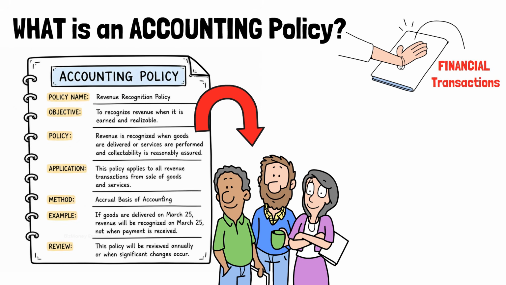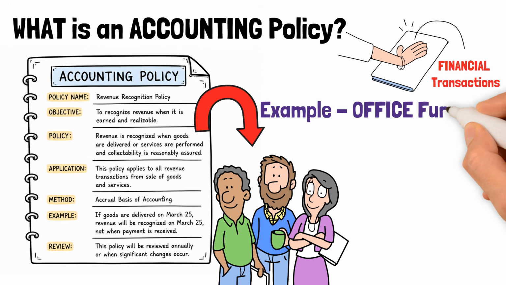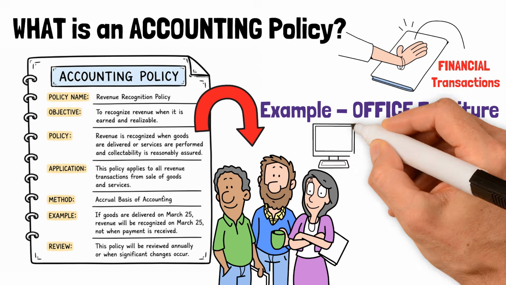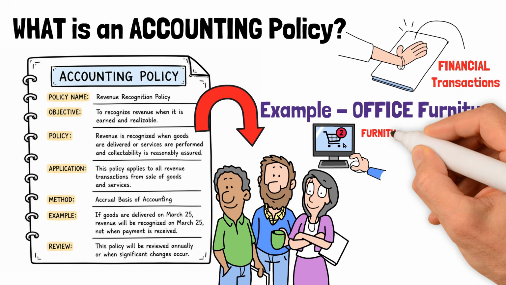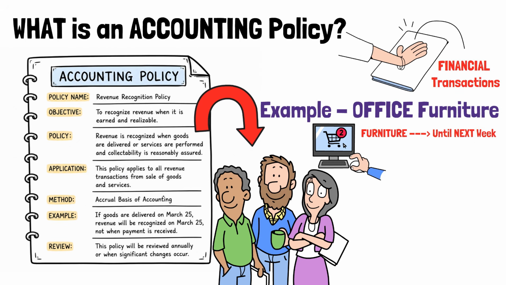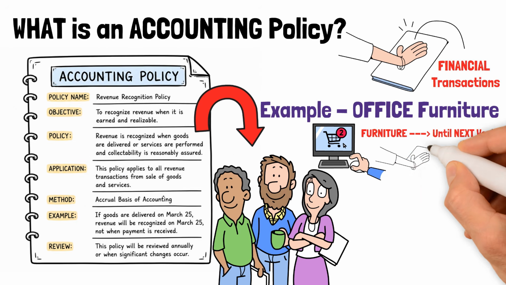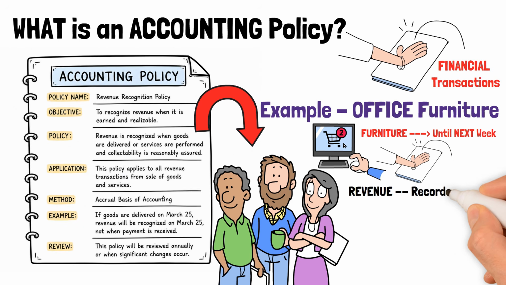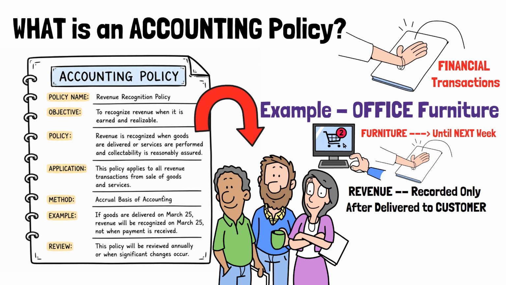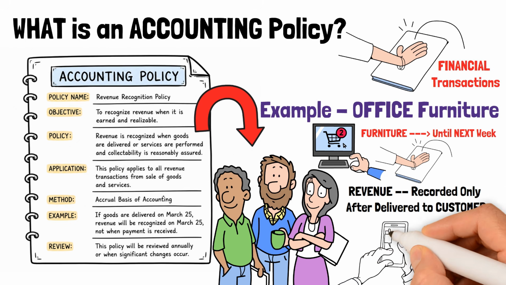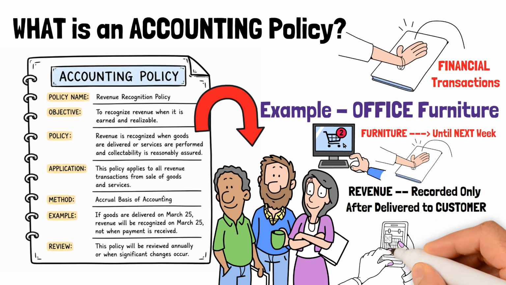For example, imagine your business sells office furniture. A customer places an order today, but the furniture will not be delivered until next week. Your accounting policy may state that revenue is recorded only after the furniture has been delivered to the customer. That means every employee records similar transactions the same way every time. The result is consistent and accurate financial reporting.